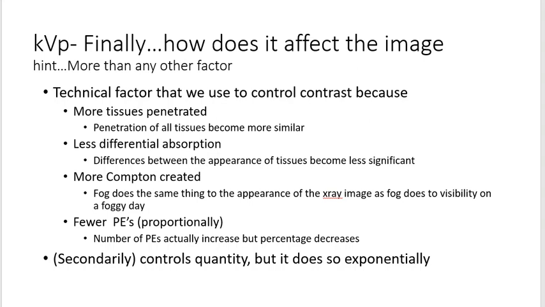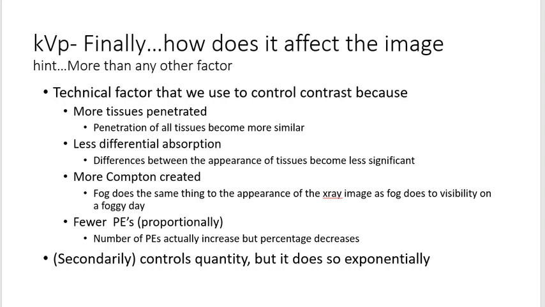And since the higher the kVp that we use, the more penetration we have of all tissue types and they become more similar, then we lose contrast. We have less differential absorption. Differential absorption is what gives us contrast. But with increasing kVp and the penetration of more of those tissue types, we have less differential absorption, so we can't see the contrast on the image.